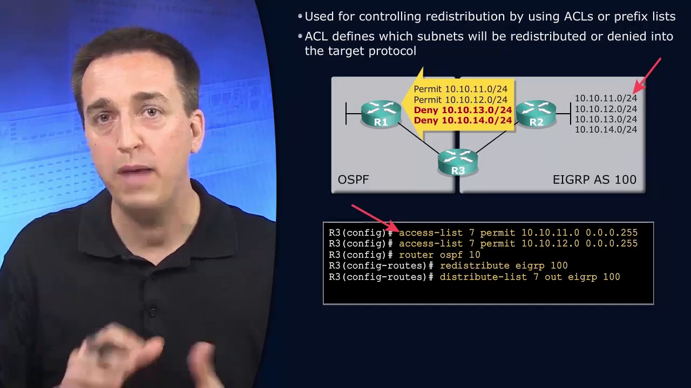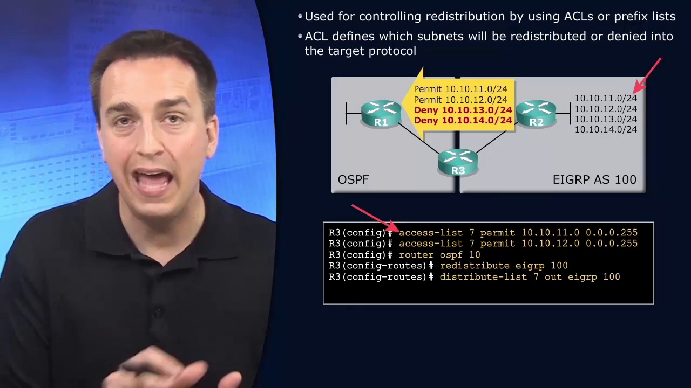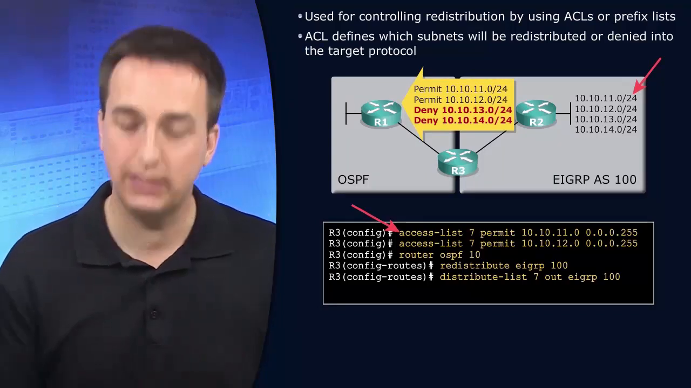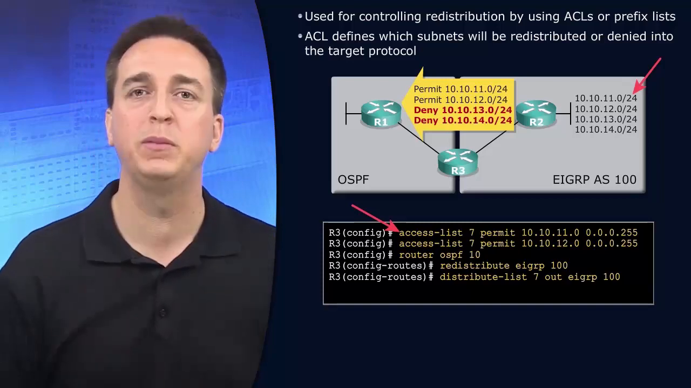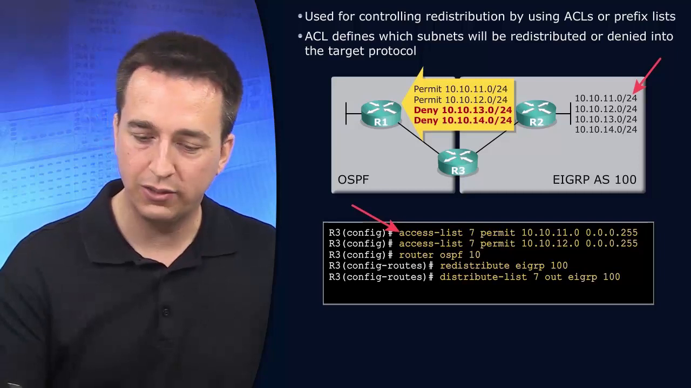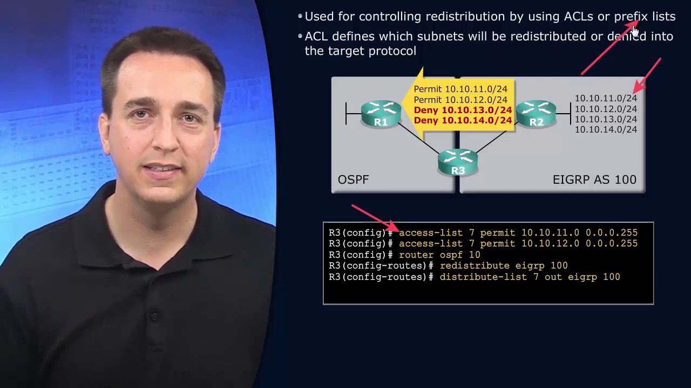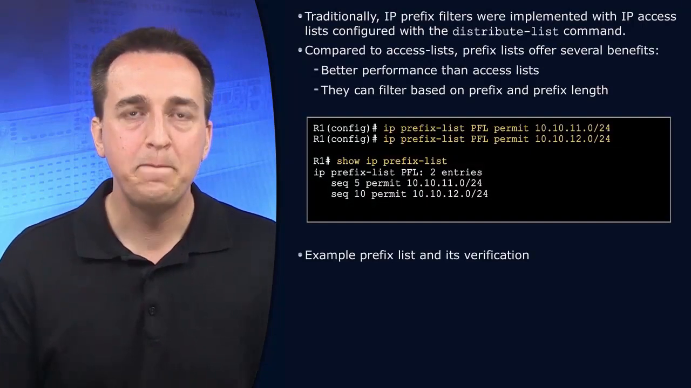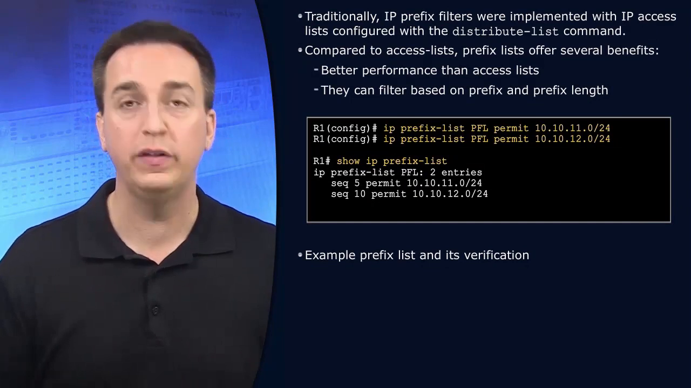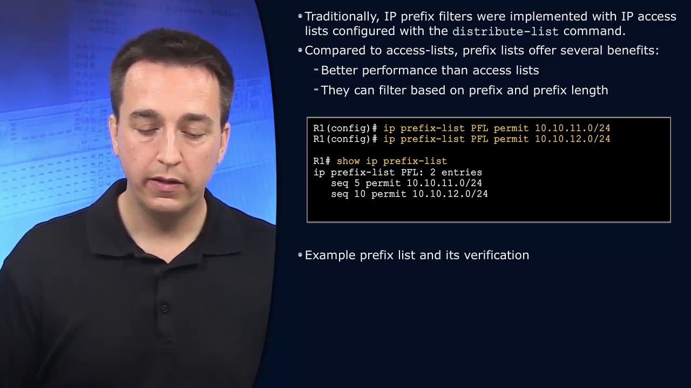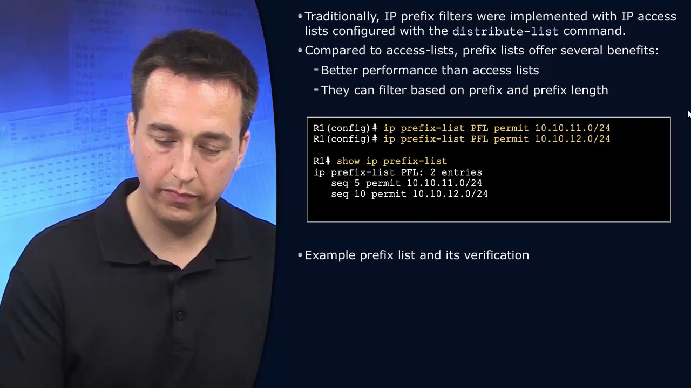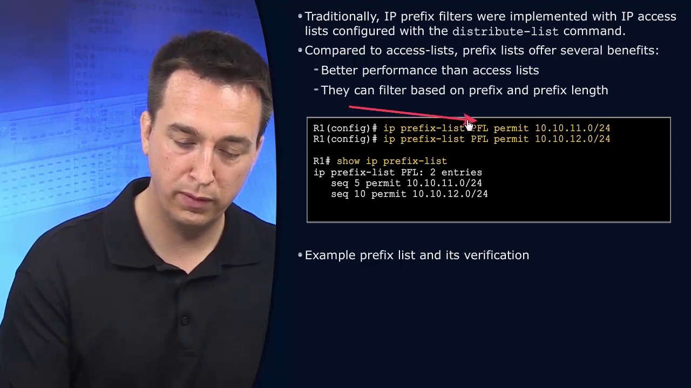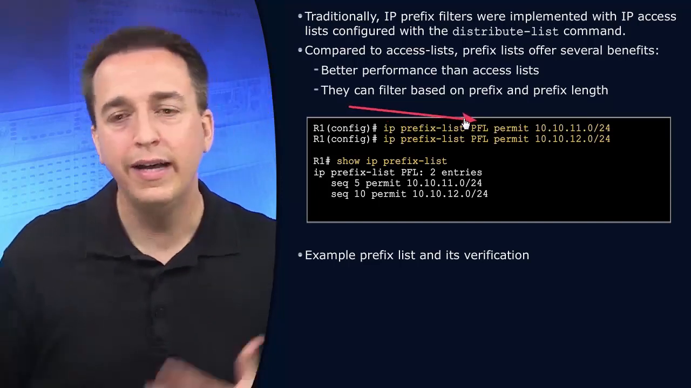So we may want more control. And if we want more control, we need the ability to define that subnet mask, saying this specific address and this specific match. And that's where the prefix lists come into play. So when we look at this example here, we are creating a prefix list in global configuration mode: ip prefix-list. We are giving it a name, PFL. You can name it whatever you want. It's better to be descriptive.